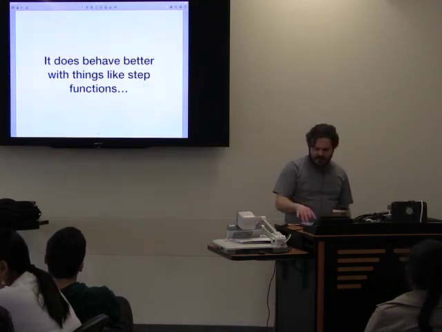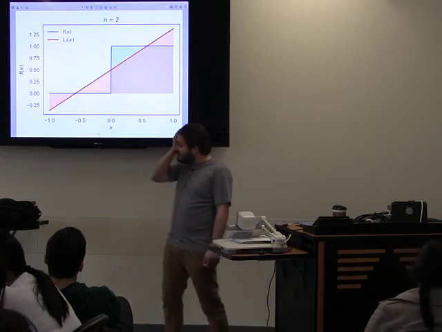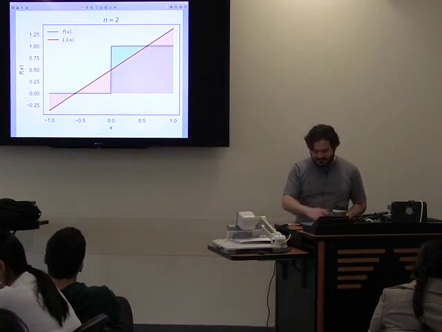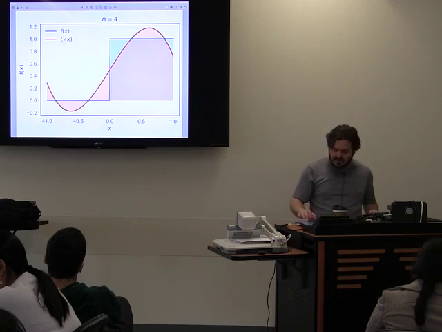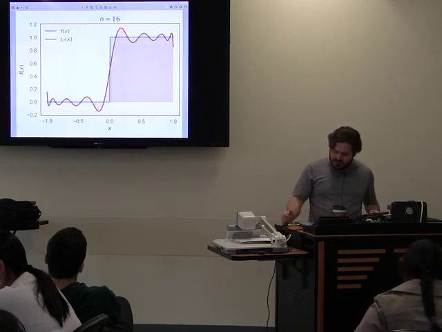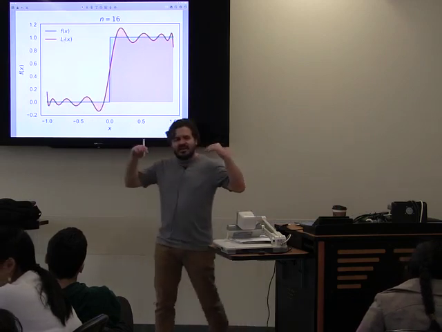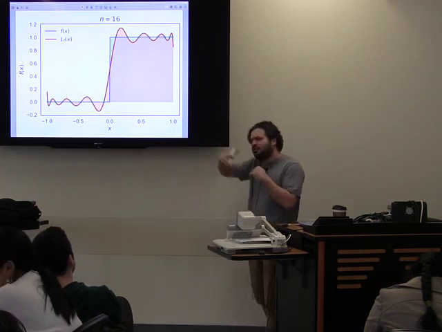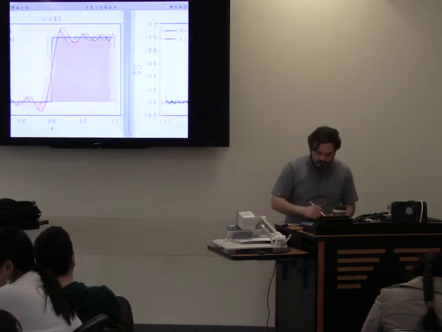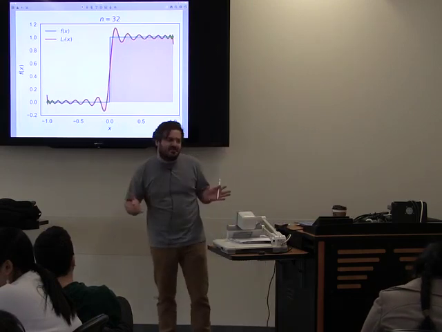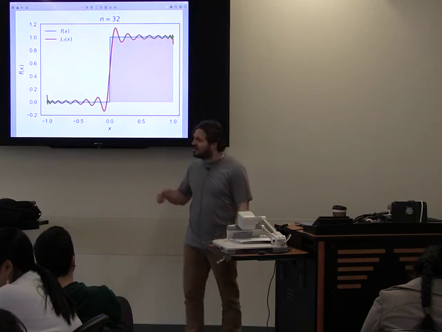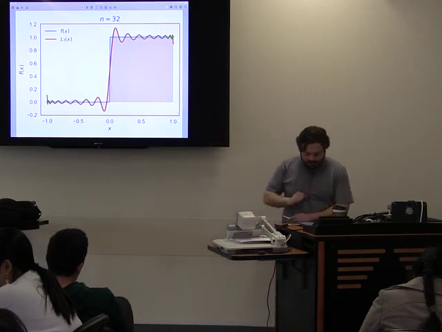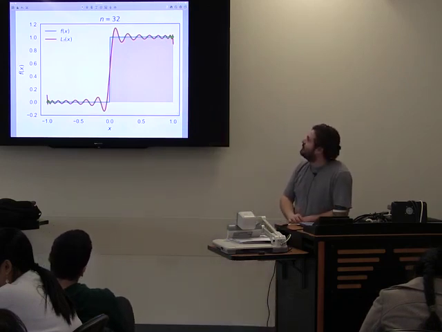Anyway, it does behave better on things like step functions, not that much better, but better. Okay, so I'm increasing the degree, the number of nodes, to 8 and 16. You see that the Gibbs effect has been tamed a little bit, but it's still there, and it will occur later on. But it is tamed considerably. Step functions are actually very hard functions to build polynomial approximations of. But anyway, okay.